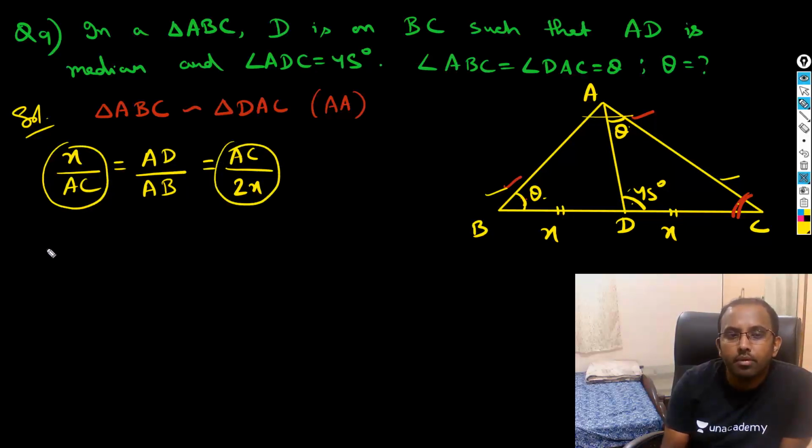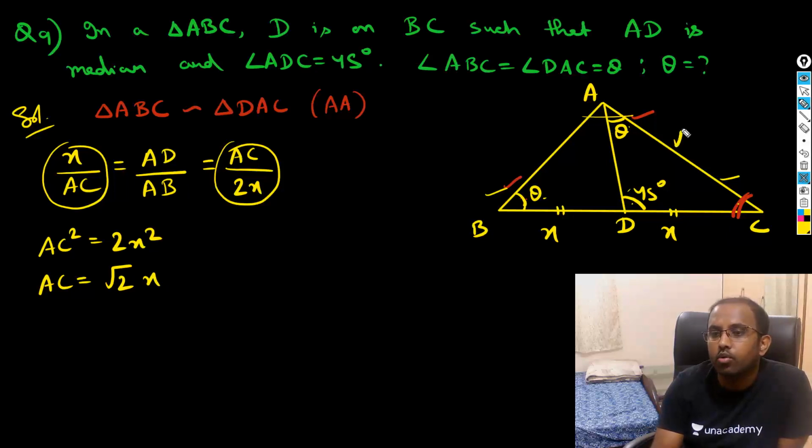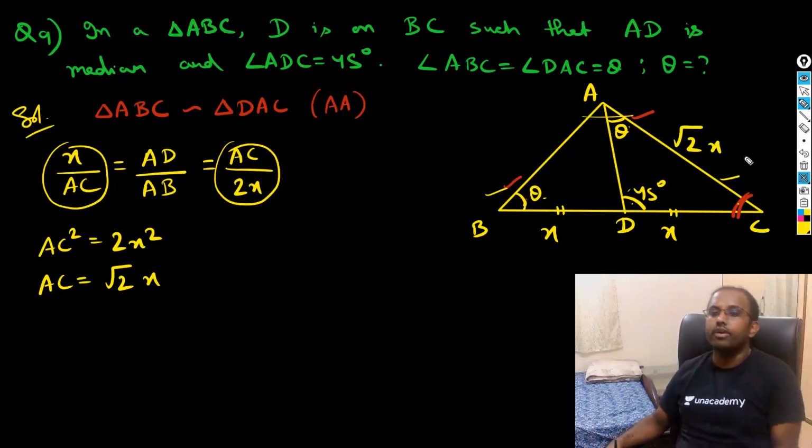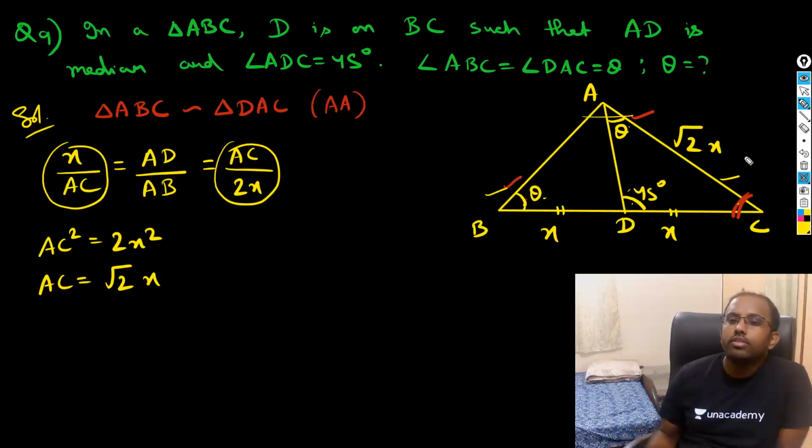If you observe this, x upon AC is equal to AC upon 2x. That means AC squared is equal to 2x squared. Therefore AC is equal to root 2 x. That's a good achievement, that we have calculated one more value in terms of x only, that is root 2 x. And now getting theta is not of much worry.